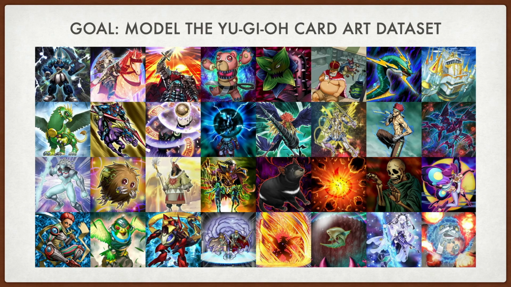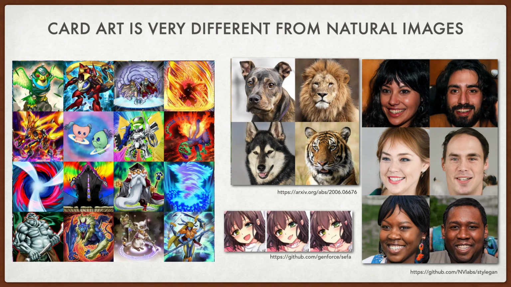In this project, we collect and attempt to model a new dataset, the Yu-Gi-Oh! Card Art dataset. This dataset is extremely diverse in terms of style and content. For this work, we choose to model the monsters only, for which there are about 7,000 images. As you can see side by side, card art is quite different in style, content, and overall diversity than many previous datasets.